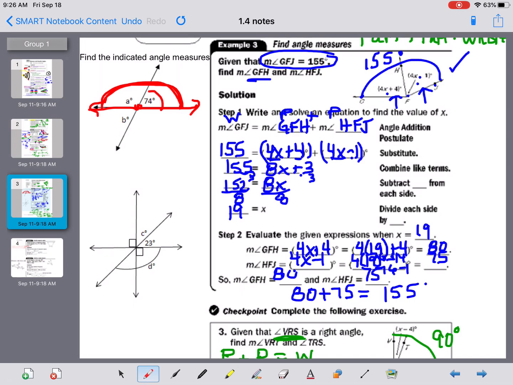So I need to find what this angle A is. Well, if this is a straight angle, we know the whole thing is 180 degrees. So A plus 74 equals 180. Subtract my 74, and A is going to equal 106, okay? So I can put my 106 now in my diagram.